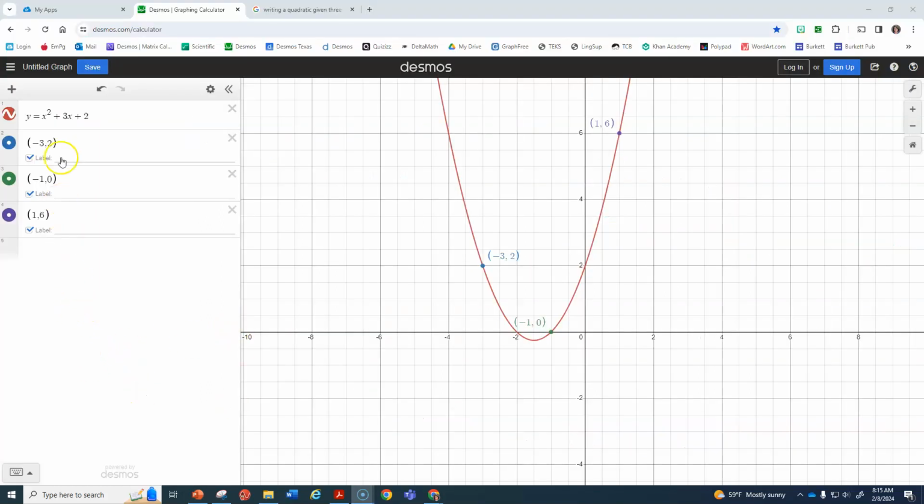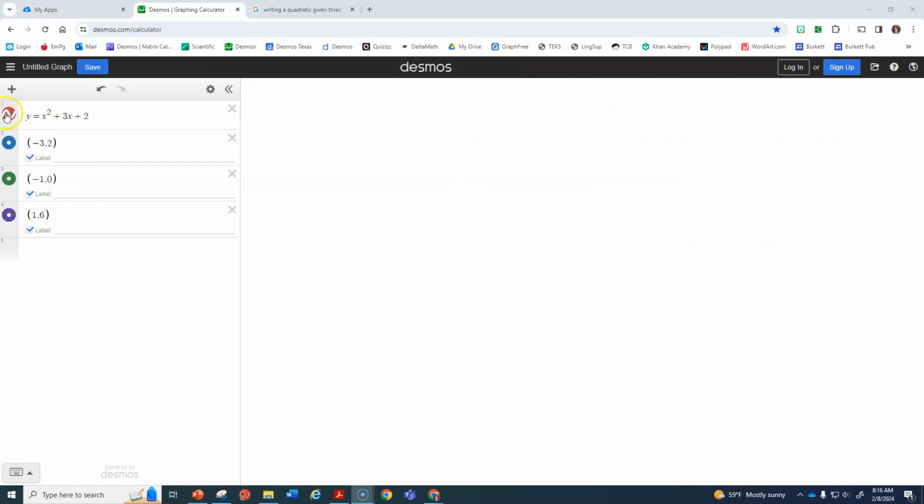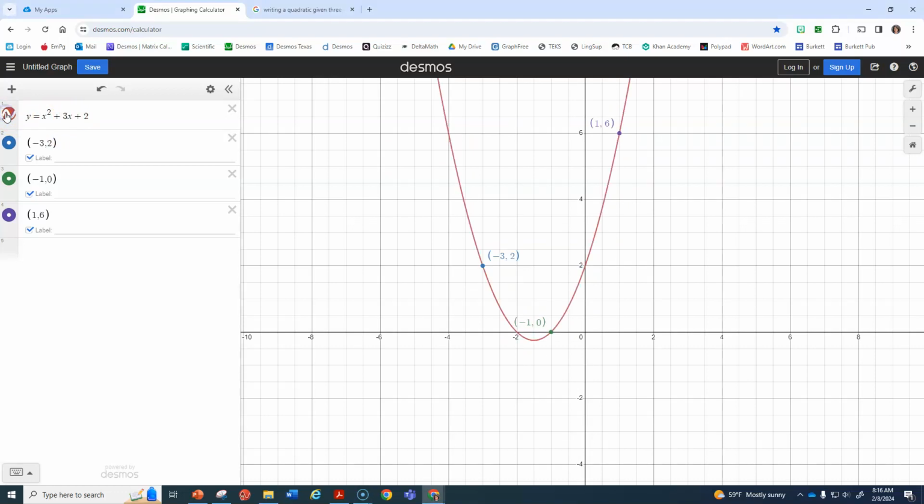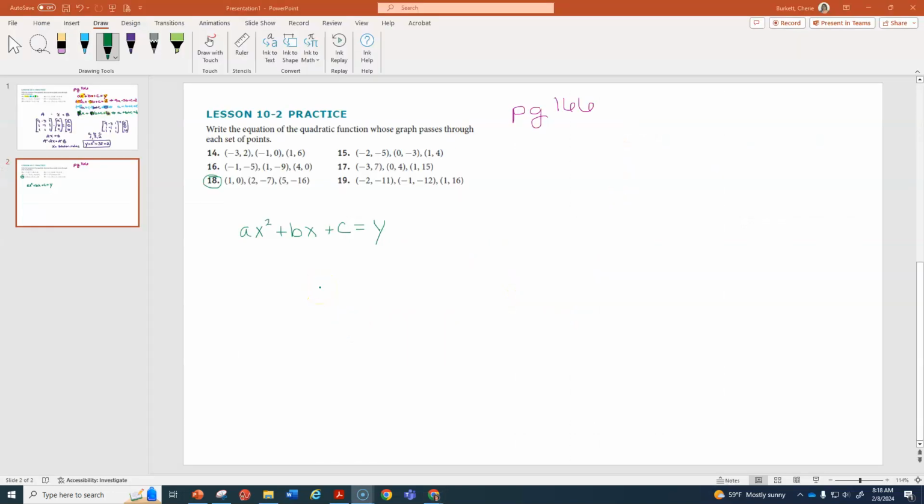And just to verify, I typed the equation that we got from the result of our matrix, and I entered the 3 points, and you can see here's the parabola graphed for this one. If I turn it off, it goes off. And then here are the 3 points that they gave me, and you can see those 3 points are on the parabola.